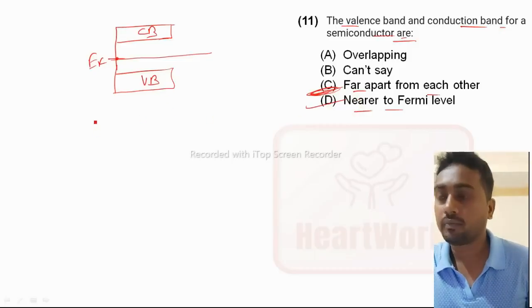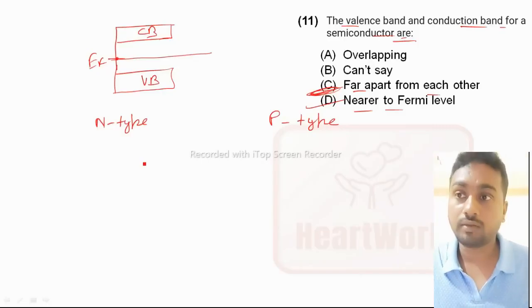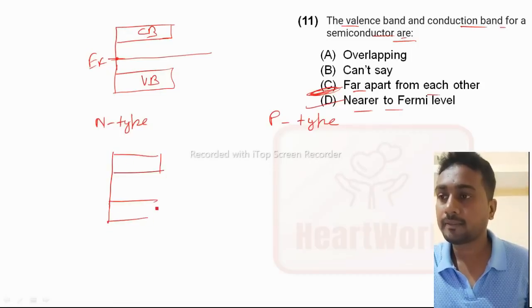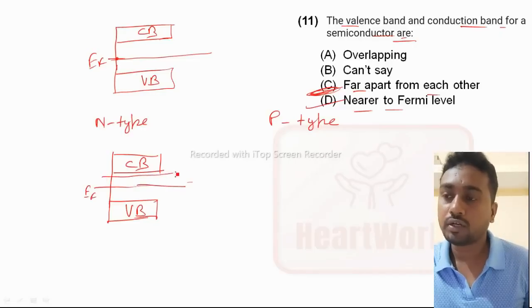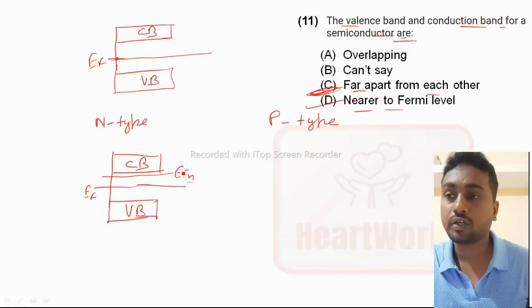Sometimes the question may ask for n type and p type. Generally the question will come for n type and p type, meaning the position of the Fermi level for n type and for p type. So for n type, what is the position of the Fermi level? This is the conduction band and this is the valence band. For n type, the Fermi level is always nearer to the conduction band.